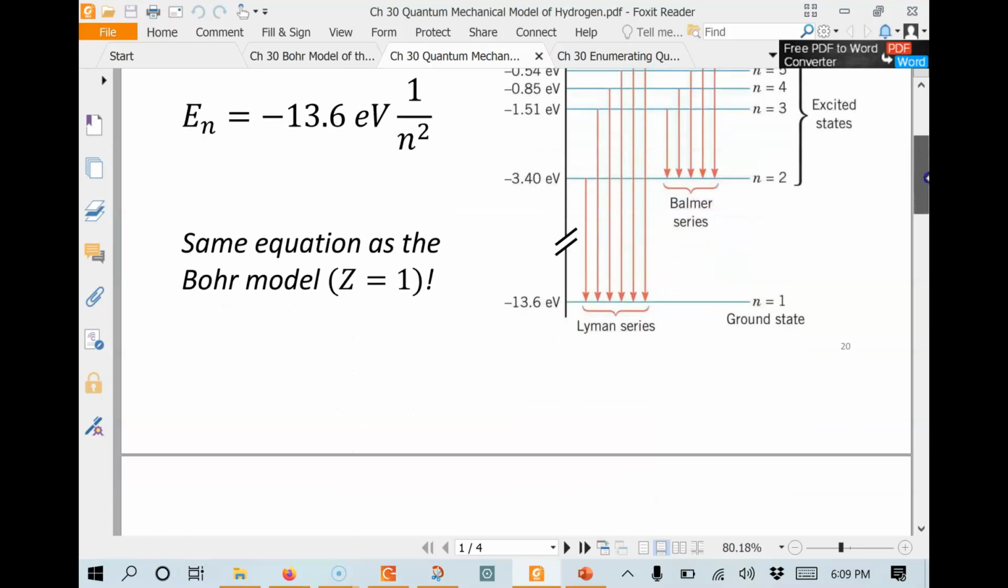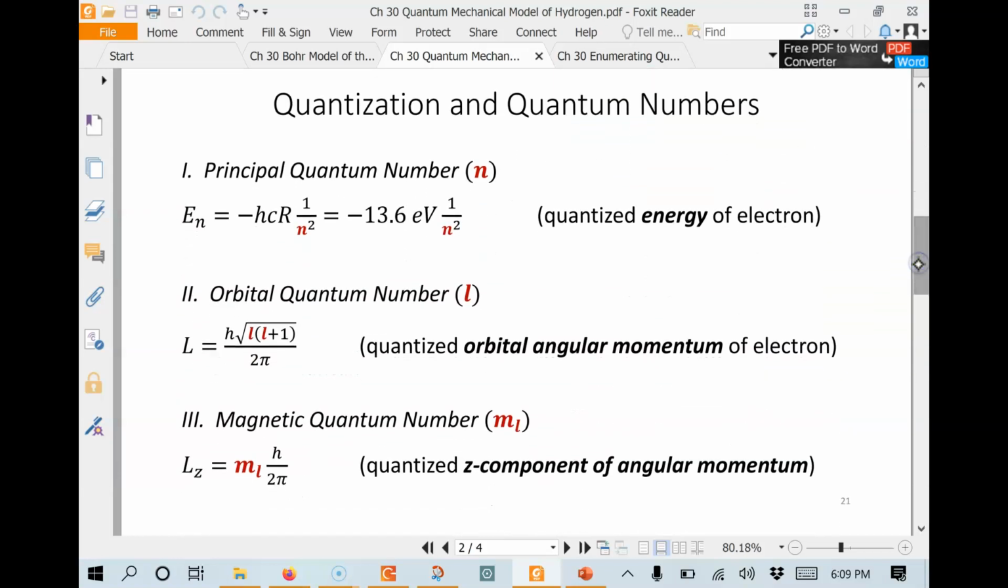If we look at the other quantum numbers, we can see that capital L, that's what the angular momentum is. It's quantized. It can only have discrete values, and that depends on little l, which is the orbital quantum number. And capital L sub z, that's the z component of the angular momentum. That's quantized as well, and it's quantized based on multiples of h over 2 pi multiplied by little m sub l, the magnetic quantum number.